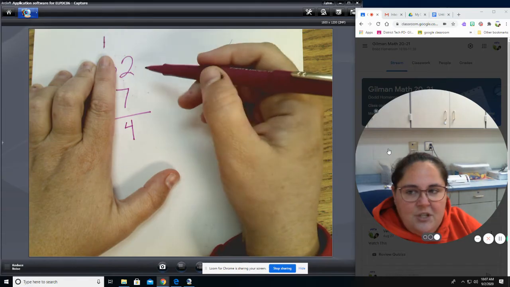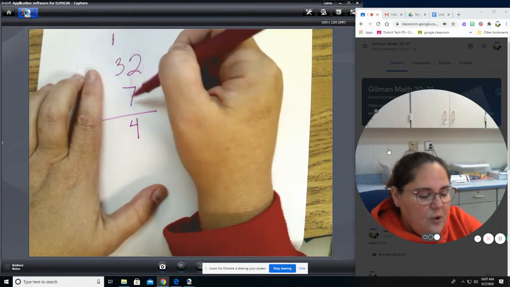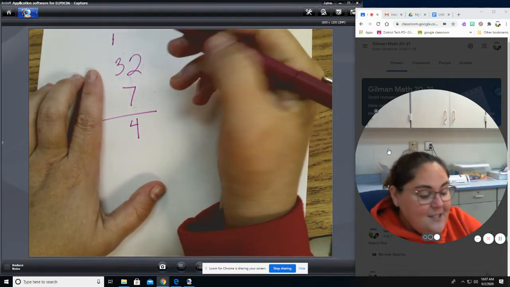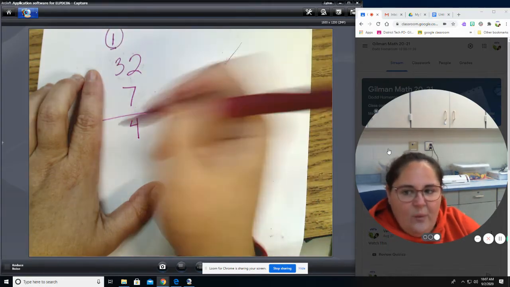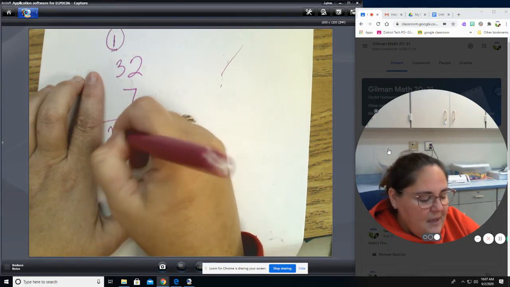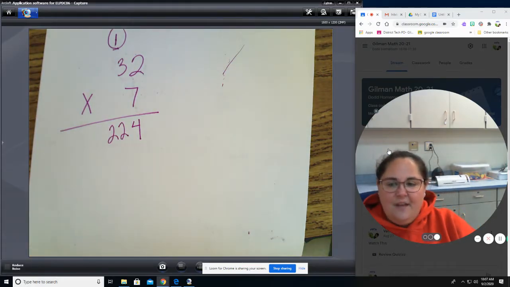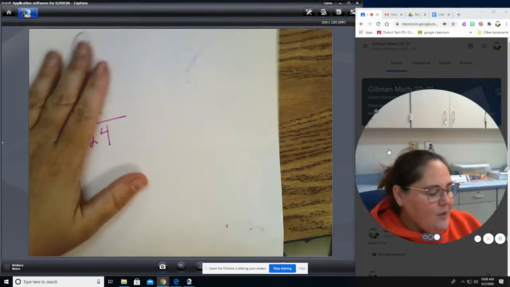Now that I've done that question, I'm going to move over. 7 times 3. What is 7 times 3? It is 21, but remember we're going to add that 1 to it. So 21 plus 1 is 22. So if I do 32 times 7, my answer is 224. Awesome, right?